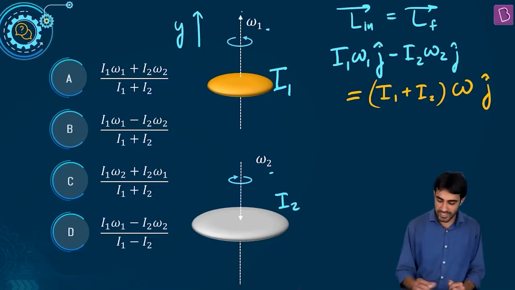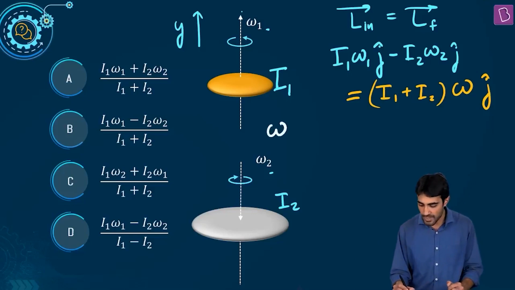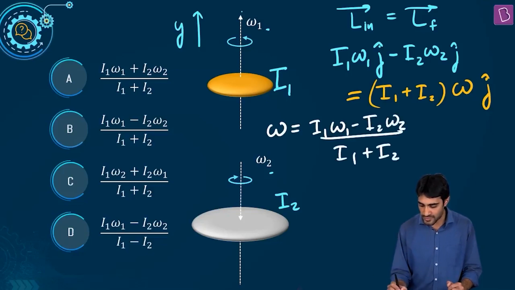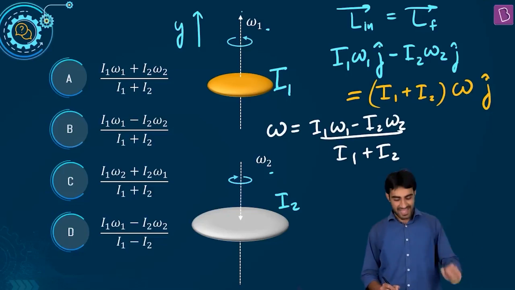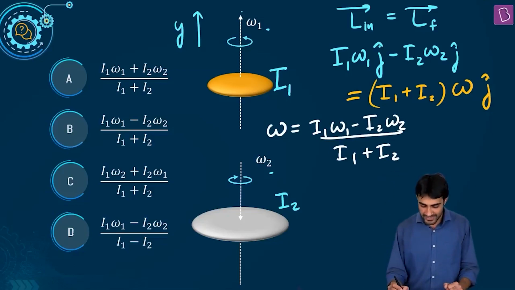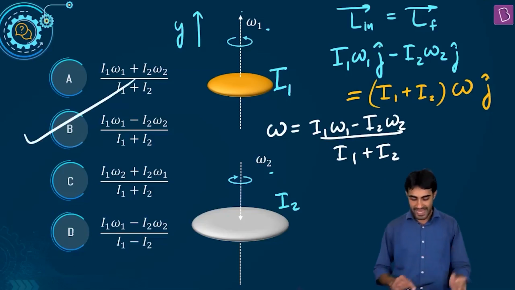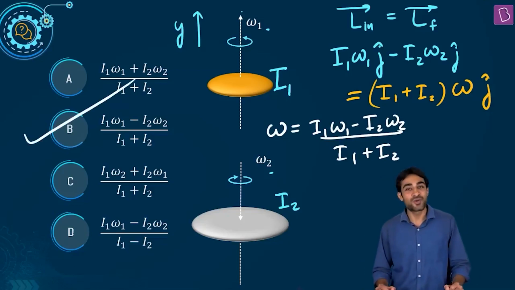So what is finally our omega? Omega comes out to be I1 omega1 minus I2 omega2, divided by I1 plus I2. This is the answer. Now let's see the options, and we can see that option B is the right answer for our question.